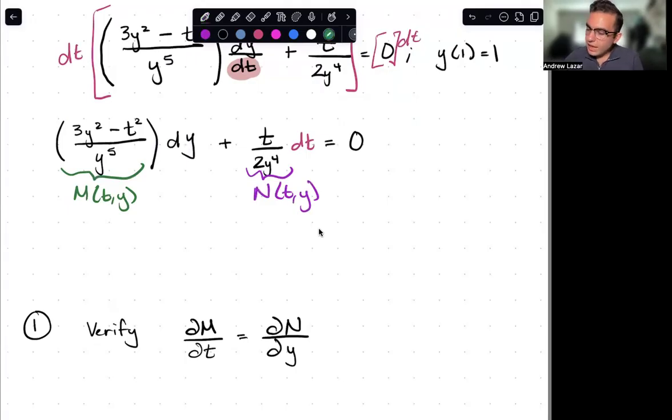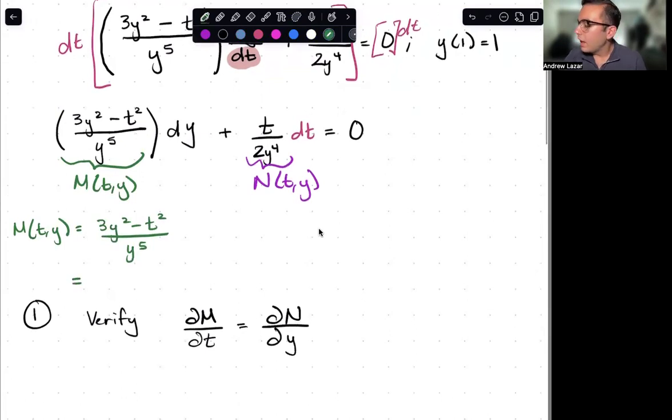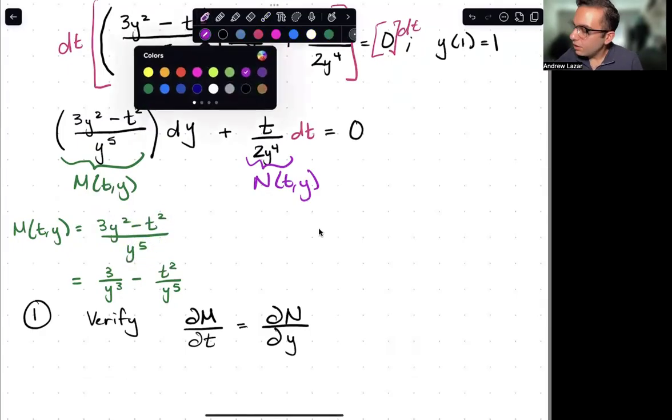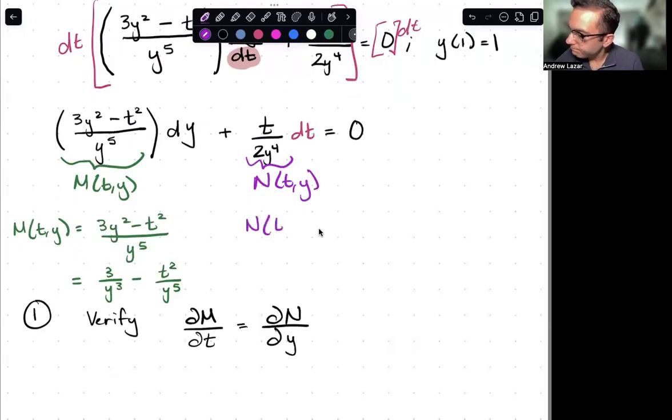So m of t,y, just to be clear, is 3y squared minus t squared over y to the fifth power. However, for the purposes of taking a partial derivative, I'm going to simplify this by writing it as 3 over y cubed minus t squared over y to the fifth. All I did there is just divide each term by y to the fifth power. Okay, and then our n of t,y is going to be t over 2y to the fourth power.